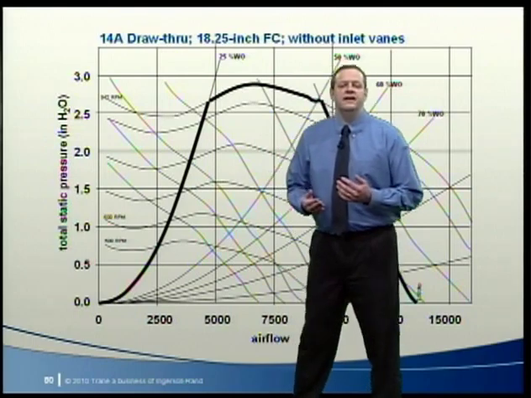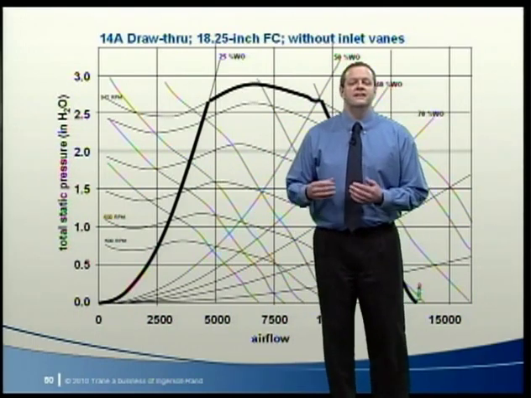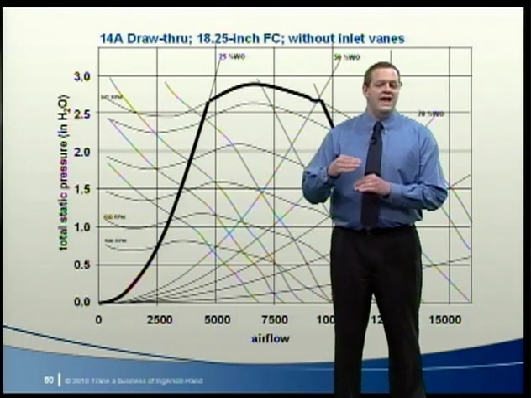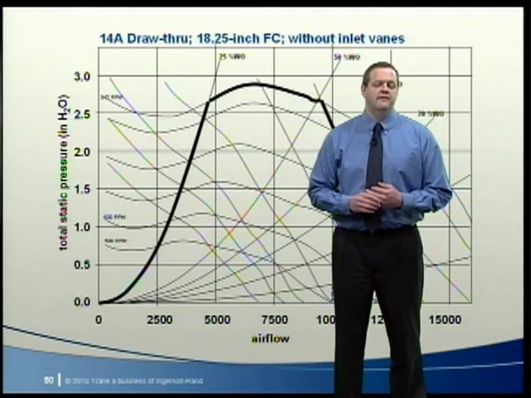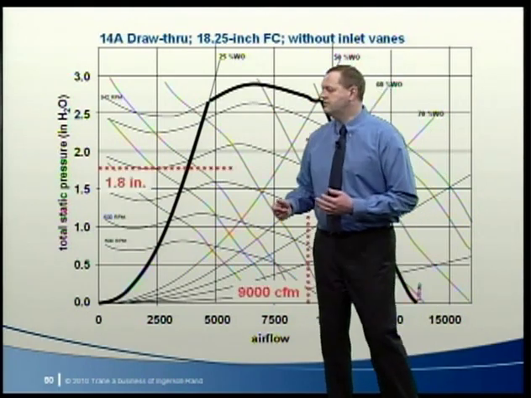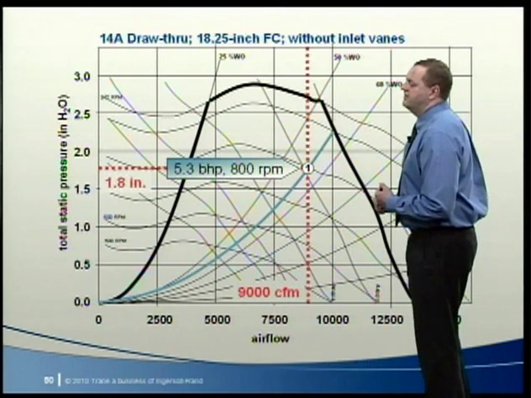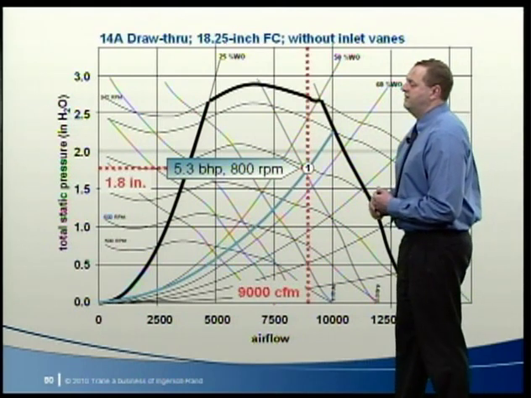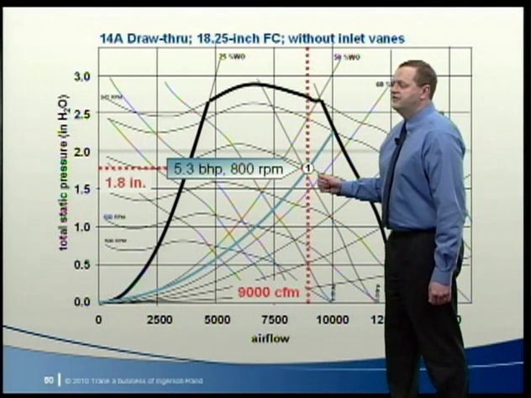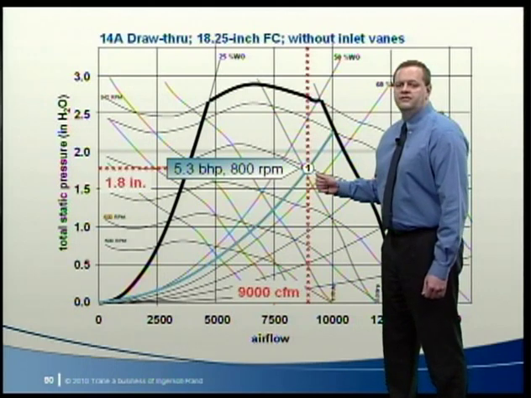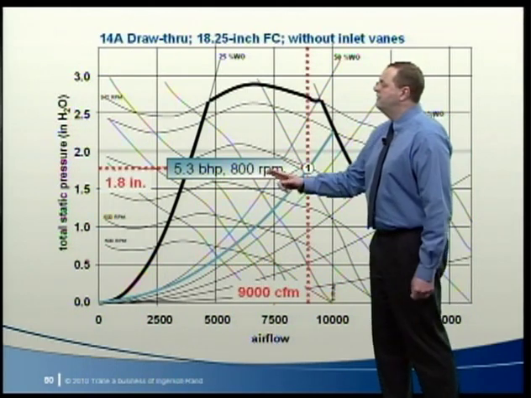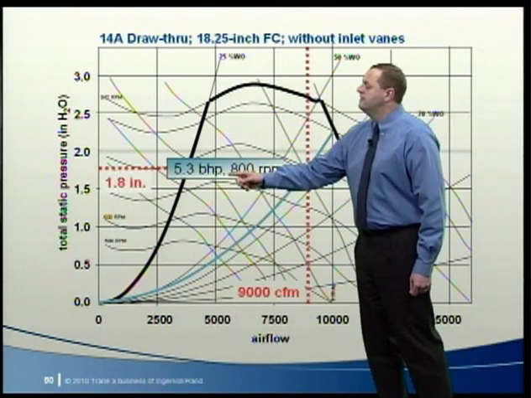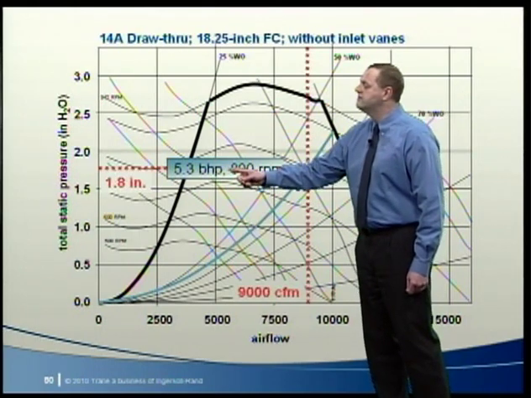So when selecting a fan, this system effect factor is like an effective pressure drop that should be added to the estimated static pressure drop for the rest of the system. For example, say we are selecting a fan to deliver 9,000 CFM, and we have estimated the total static pressure drop to be about 1.8 inches. This fan would need to operate at about 800 RPM and 5.3 brake horsepower.